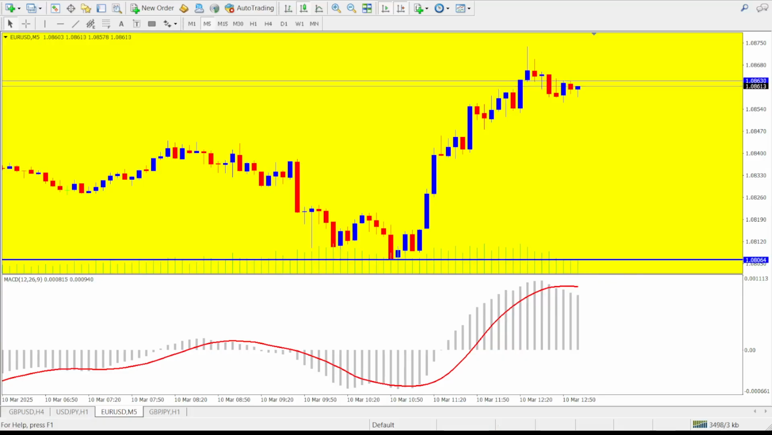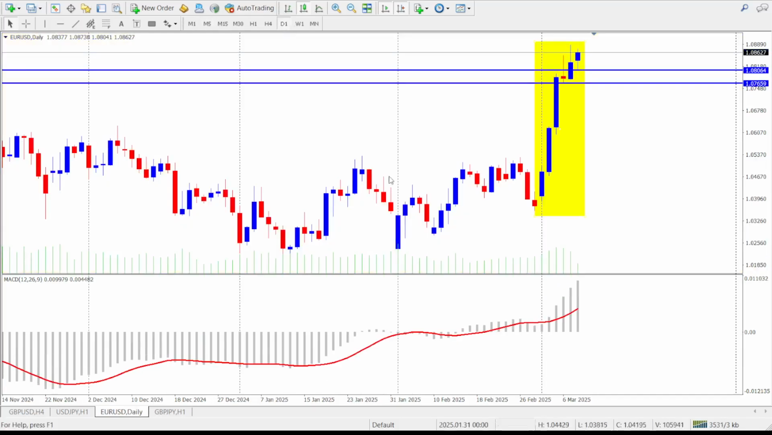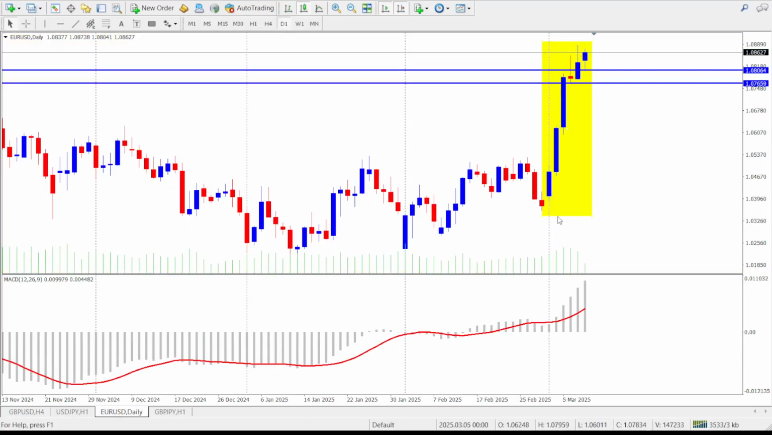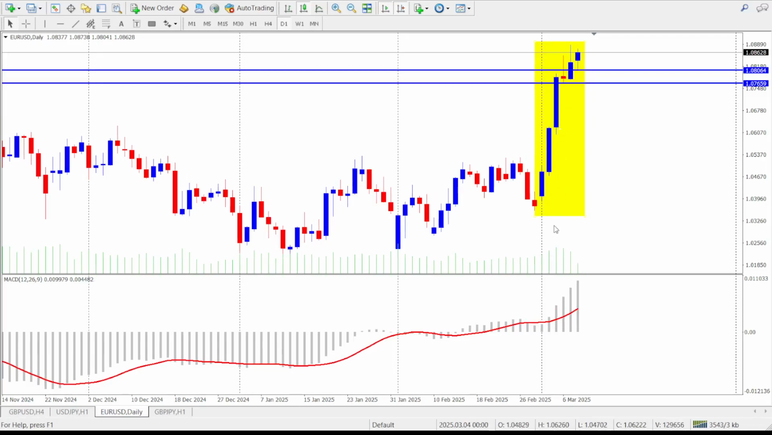Okay? So now let me just show you how this works in practice. Let's say you are looking at the Euro USD pair, which we are obviously doing right now. On the daily chart, you can spot an uptrend, in fact, a strong uptrend. Price is consistently making higher highs and higher lows.